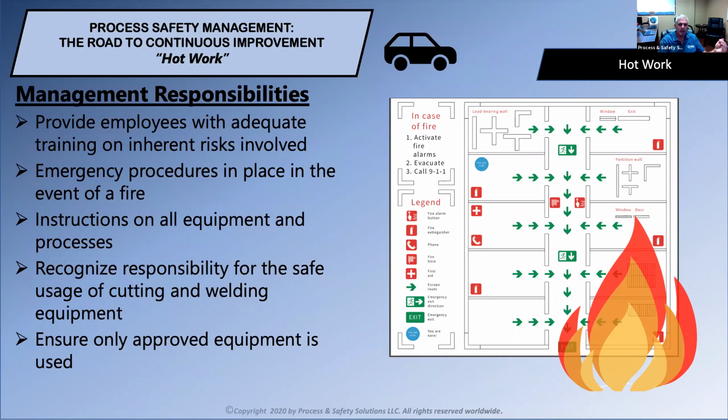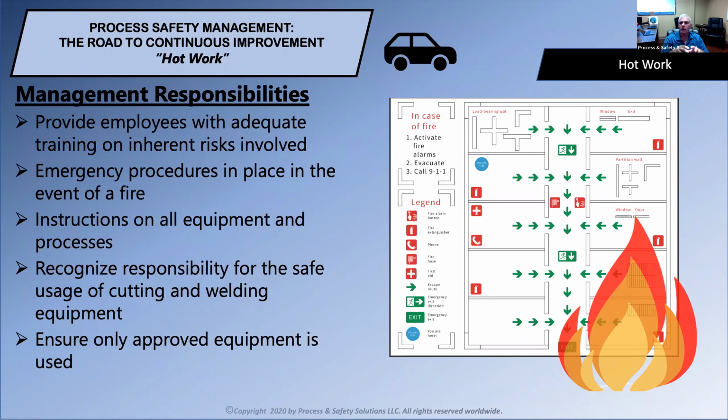And making sure that your management systems are in place to be able to train and teach others as a result. Instructions on all equipment and processes, making sure that we understand how to use the equipment that you have in place. Not all fire equipment is the same in every facility. So we want to make sure you have systems and instructions in place on all equipment and processes. And of course, recognize the responsibility for safe usage of cutting and welding equipment.